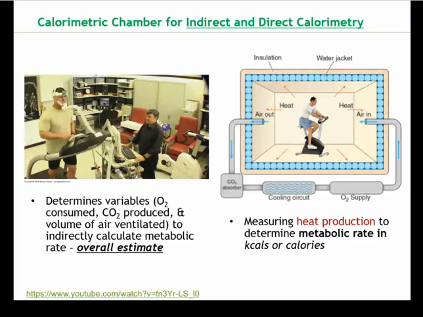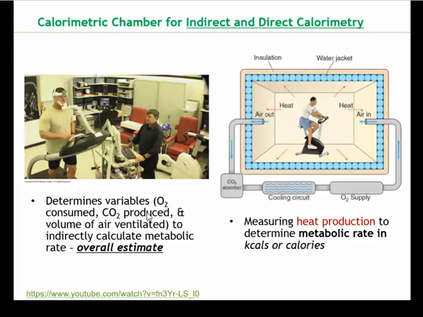So this metabolic cart right here, you can see it's hooked up to him and he is breathing in and out while he's running on a treadmill. What this metabolic cart is doing, it's measuring the oxygen he's consuming and the CO2 that he's producing and the volume of air that he's ventilating during his exercise. So this will indirectly calculate his metabolic rate.